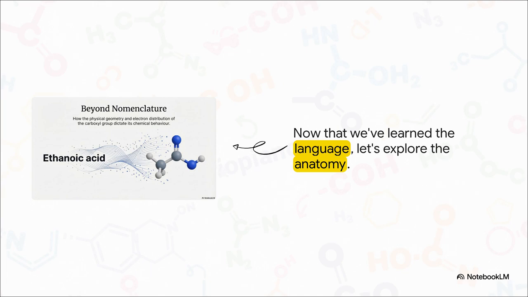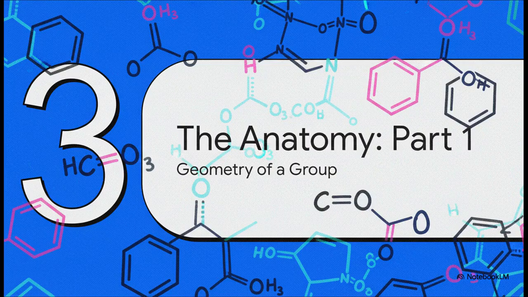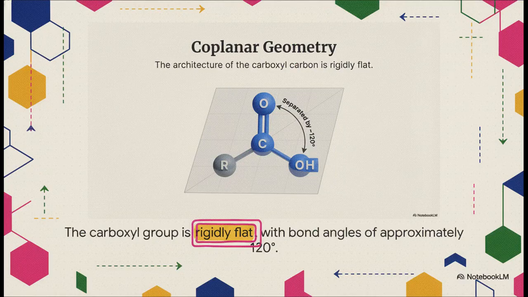We can read the names, we can write the names, but why do these molecules act the way they do? Well, to answer that, we've got to go deeper than just the names. We have to look at their anatomy. Let's start with the basic architecture. The actual shape of the carboxyl group is the foundation for pretty much all of its chemical behavior. Let's zoom in on the geometry here. That central carboxyl carbon and the three atoms it's bonded to, the two oxygens, and whatever else is attached, are all perfectly flat. They lie in the exact same plane, and the bonds that separate them are all spread out at about 120 degrees from each other.